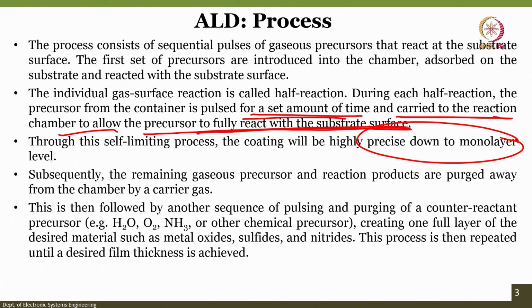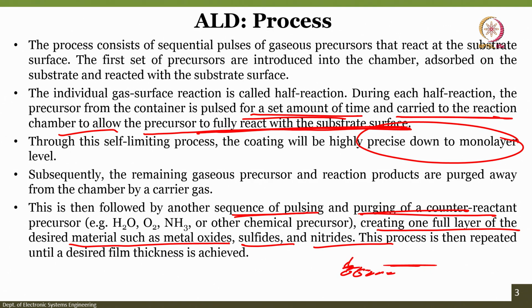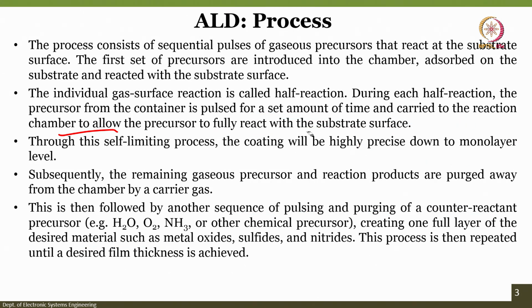of the material. Subsequently, the remaining gaseous precursors and reaction products are passed away from the chamber by a carrier gas. So, every half reaction cycle there is a formation of some layer and then next layer. This is then followed by another sequence of pulsing, as I told you, right, and purging of counter reactant precursors, creating one full layer of the desired material such as metal oxides, sulfides and nitrides. So, this one, then purge, then another one, then purge, another one, and you have a thin layer of the material. All right. So, that is what is shown in the previous slide as well, correct. So, this is the ALD process for you.